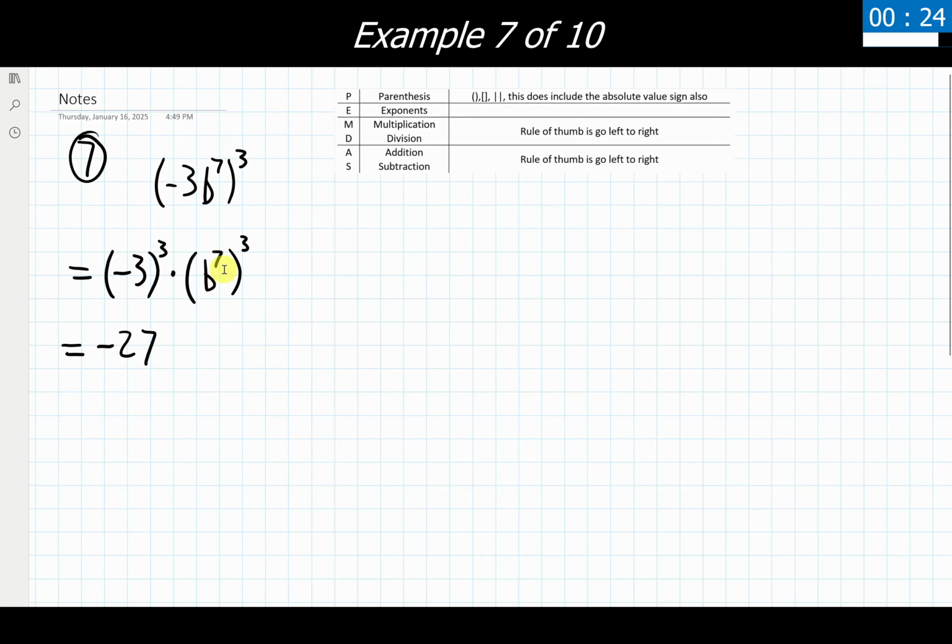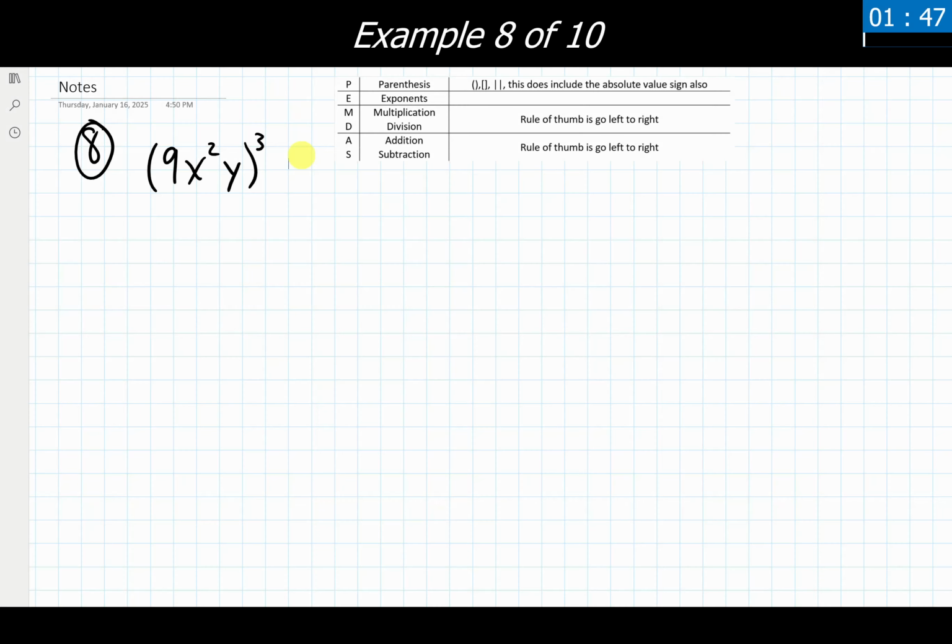We have b to the 7th raised to the 3rd. I can apply the power rule here, which states that exponents raised to powers multiply together, so that gives me b to the 21st power. And everything is multiplying together, so I can just write it as one single thing here. And there we get to our final answer of negative 27 b to the 21st power.